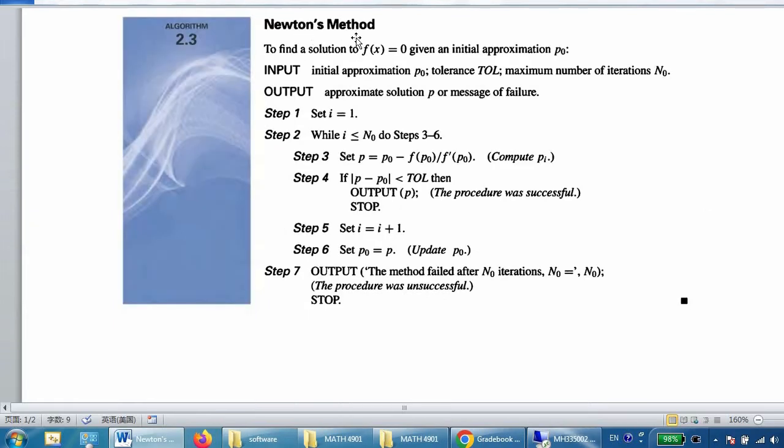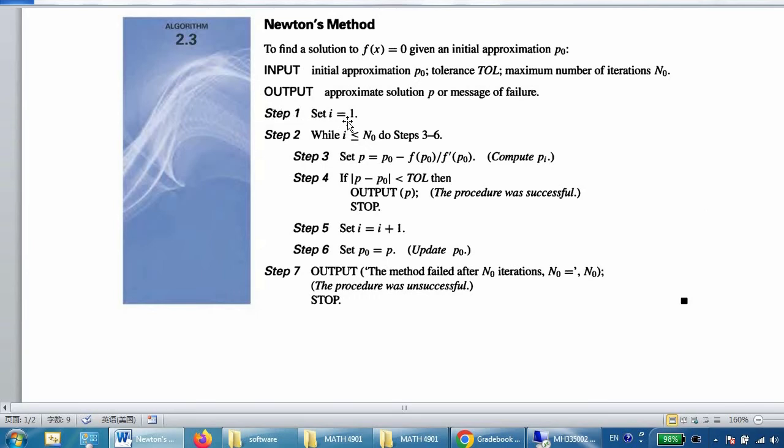For Newton's method, we have input, output, and 7 steps. It's very similar to the fixed point iteration like we did before. For the input, we're gonna have initial approximation P0, tolerance TOL, and maximum number of iterations N0. Output, we're gonna have the approximate solution P, or a message of failure. And we also have 7 steps.